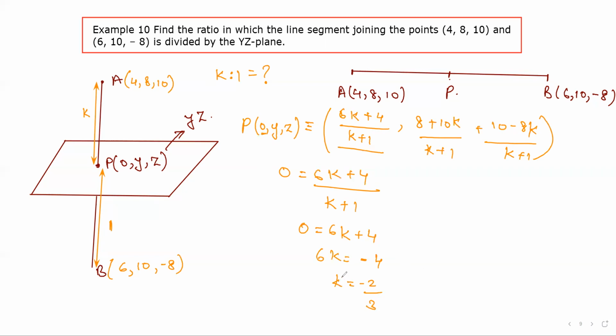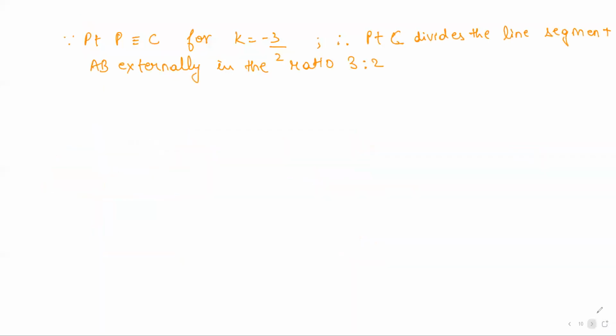Which means that since k is negative, you can say that your point P divides AB externally in the ratio 2:3. Okay. So that concludes this exercise. Thank you.